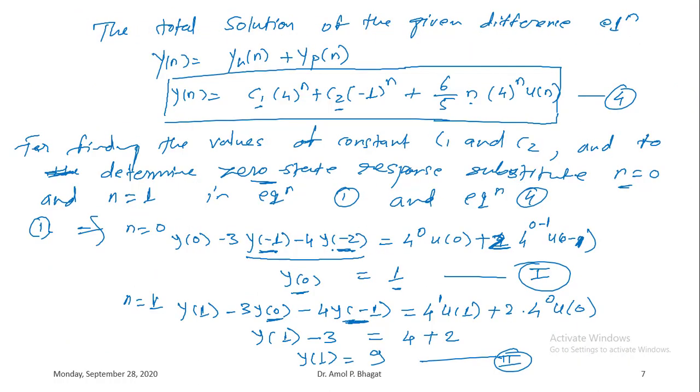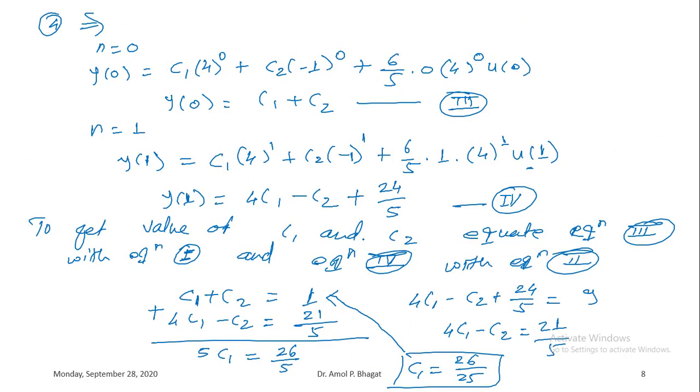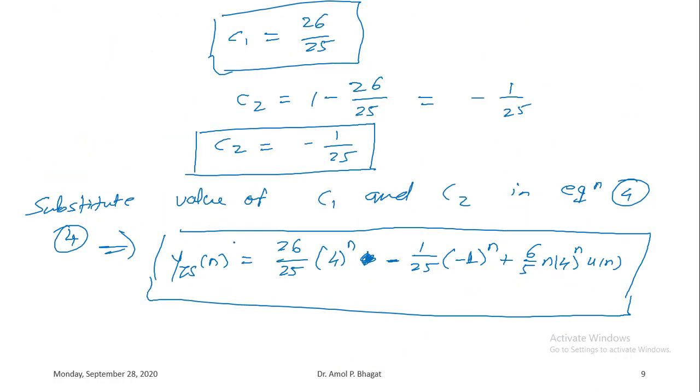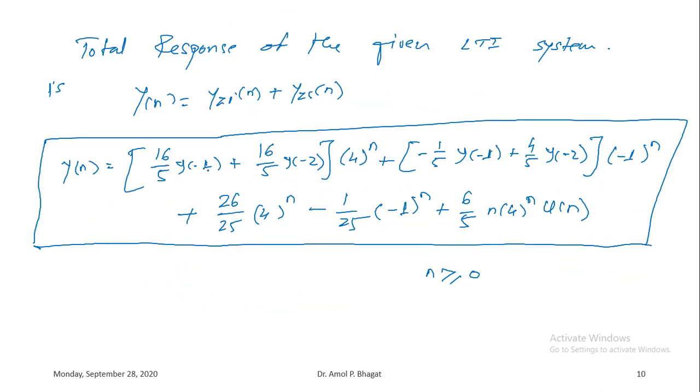Then we have combined this particular solution with the homogeneous solution to get the total solution. From that total solution, again we identified the values of constants c1 and c2. We substituted these values of c1 and c2 in the total solution equation to get the zero state response. And finally, we have combined the zero input response and zero state response to get the final total response of the system.